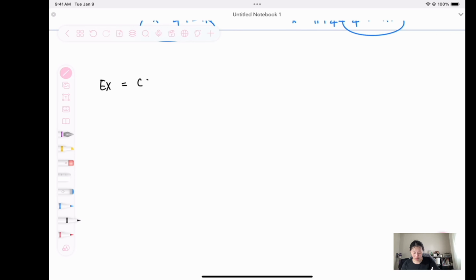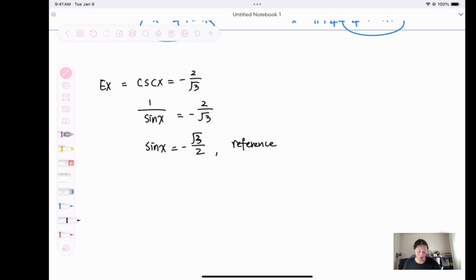If I have cosecant x equals negative 2 over square root of 3. Well, first let's convert cosecant to something that we're more familiar with, such as sine. So cosecant is equal to 1 over sine x, which is equal to negative 2 over square root of 3. So that means sine x equals negative square root of 3 over 2. So from here, we got two things. One is the reference angle equals 60 degrees, which is pi over 3.